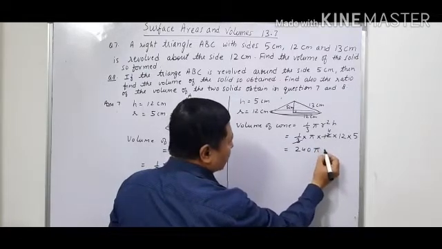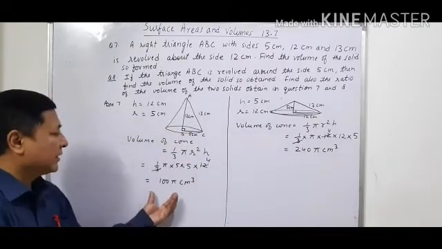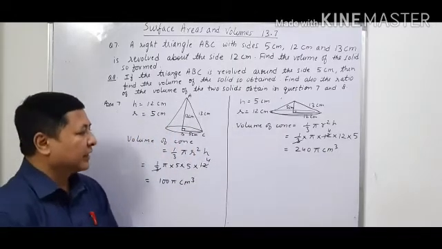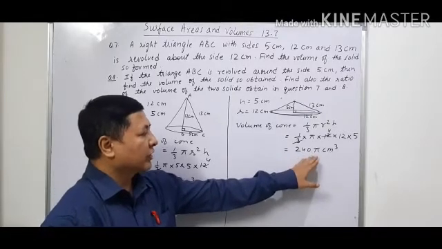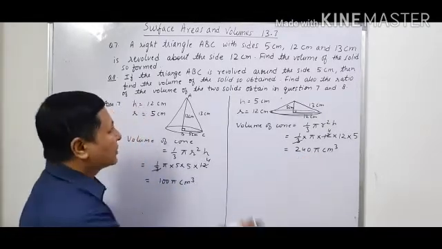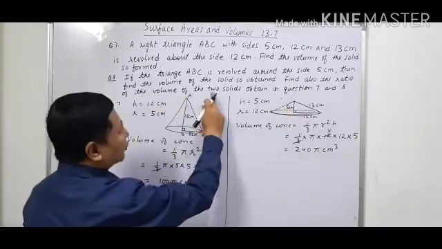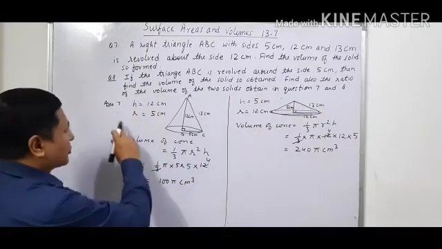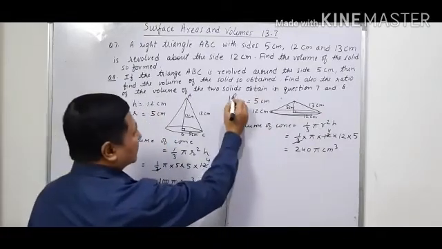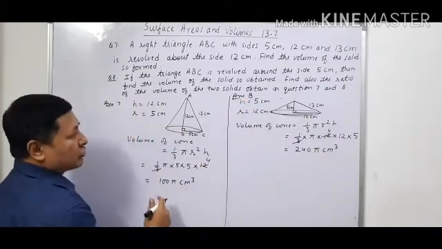240 pi centimeter cube. Here we are getting the answer 100 pi centimeter cube, and here we are getting the volume of the cone 240 pi centimeter cube. And in the question they have also asked the ratio of the volume of the two solids obtained in question number 7 and question number 8. This is question number 7, this is question number 8. So in this we have to find the ratio of these two volumes.